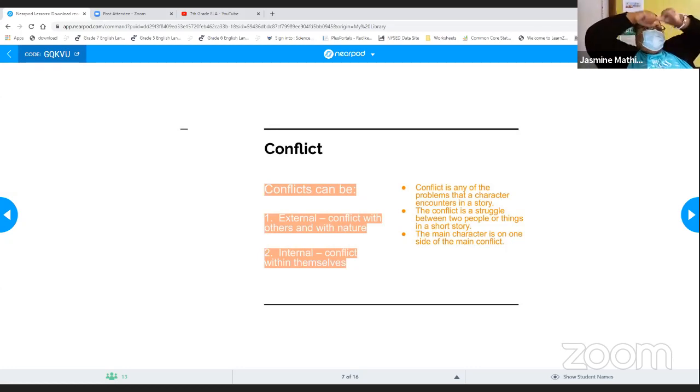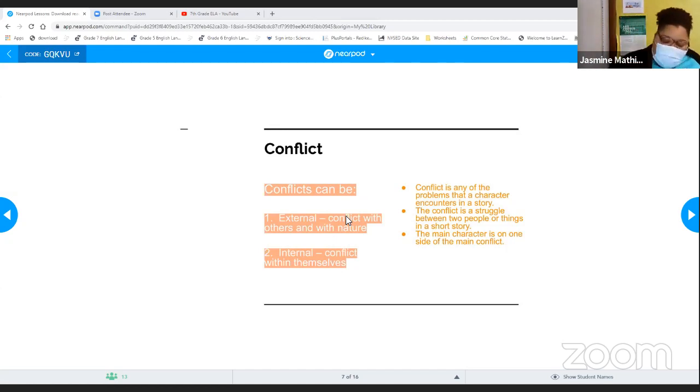External conflict. What do you think external conflict is? You can tell me in the chat or you can tell me in here. External conflict. Hermione? It's like when there's a conflict with someone else, or it can also be with something like that. Absolutely. So external conflict is when you have conflict with others or with nature.